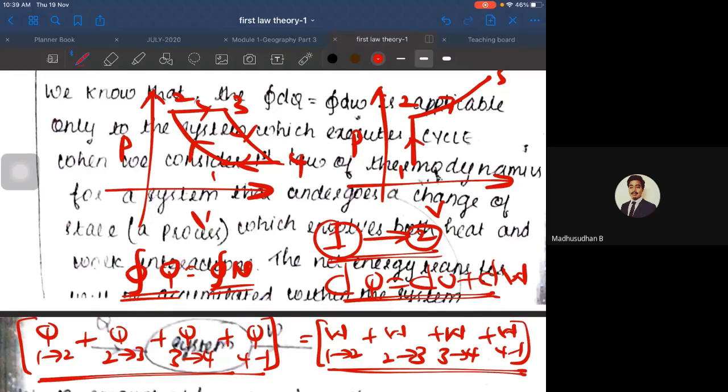That means your total heat change will not be equal to total work change. There is an addition of internal energy. That's why dQ will be equal to dU plus dW. So how do you apply it for an entire cycle? For a cyclic process, cyclic integral of Q is equal to cyclic integral of W. If you just want to apply it for a single process, dQ equals dU plus dW.